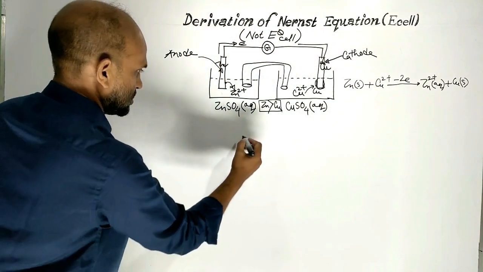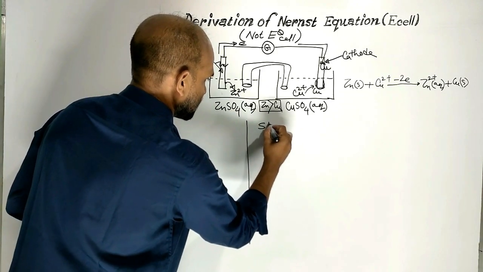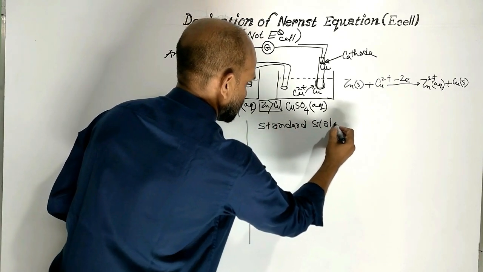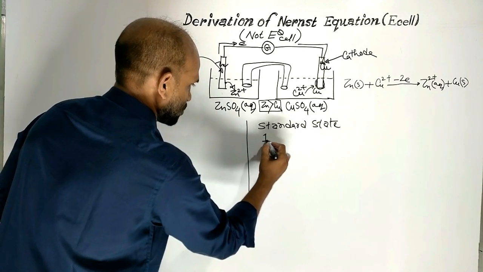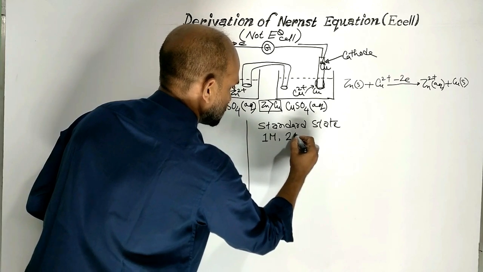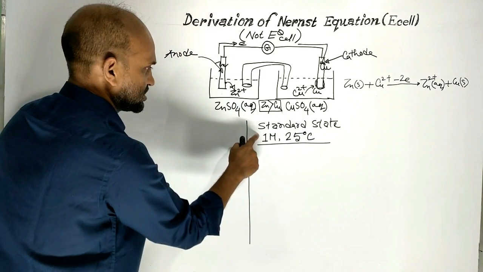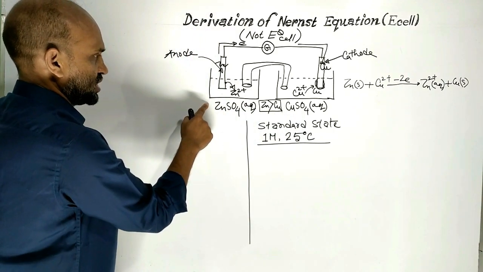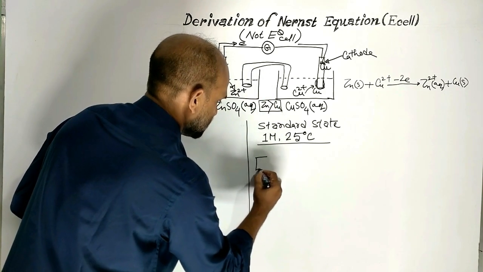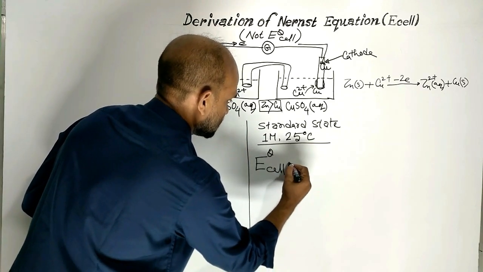Now, suppose this cell is in standard state. That is, solutions are of 1 molar and the system is conducted at 25 degrees Celsius temperature. This is the standard state of the cell. When the cell is in standard state, then very easily we can calculate standard cell potential in this way.